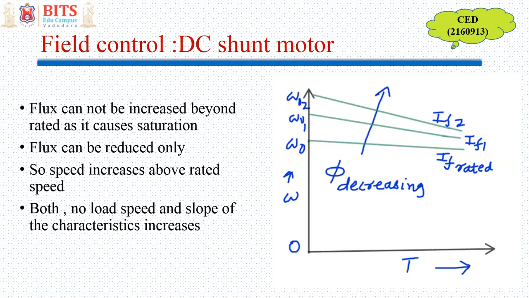Yes, there is a method known as field diverter, in which you connect a low resistance in parallel with the field winding. So you divert some of the field current, and that is how you can do it, but it is not very popular. So field control is not that easy for a DC series motor. So that is something which we are not going to discuss right now, right? So these are all the methods.